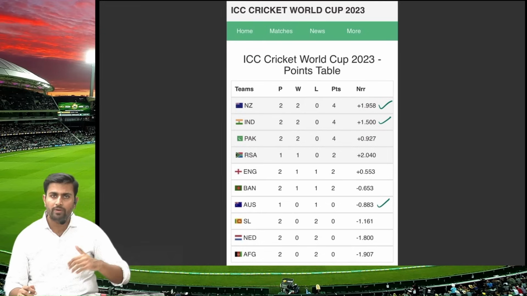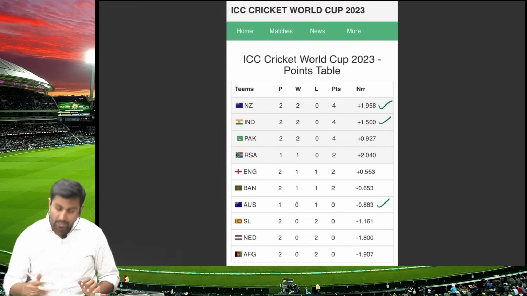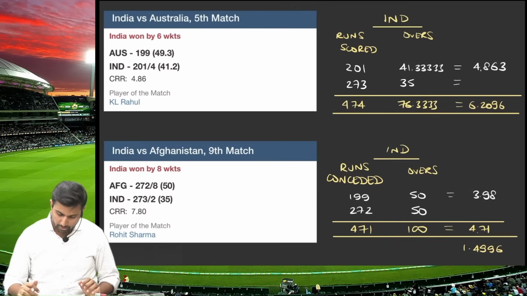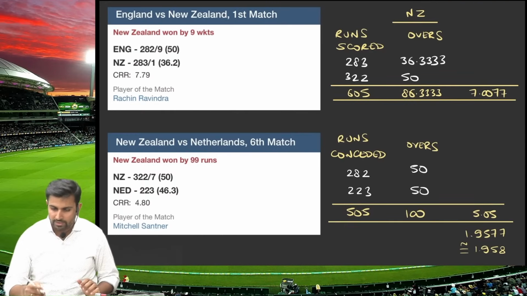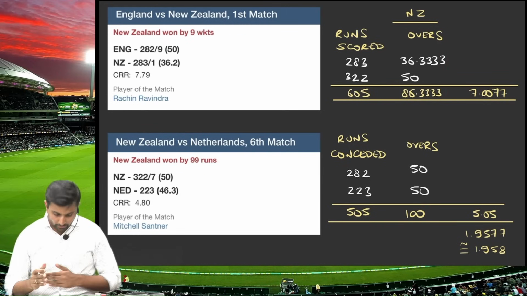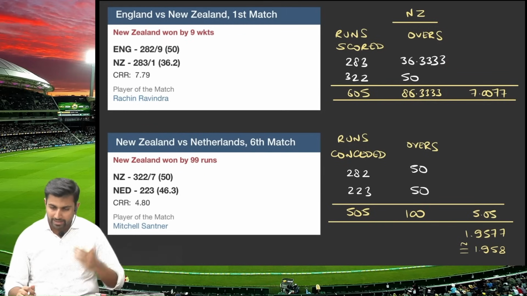Now the further matches which New Zealand will play will affect their net run rate, because again we will take the cumulative total of the runs scored for any of these teams, and the cumulative total of the overs played for batting and overs bowled while they were bowling. Now we will do a similar calculation for England as well.